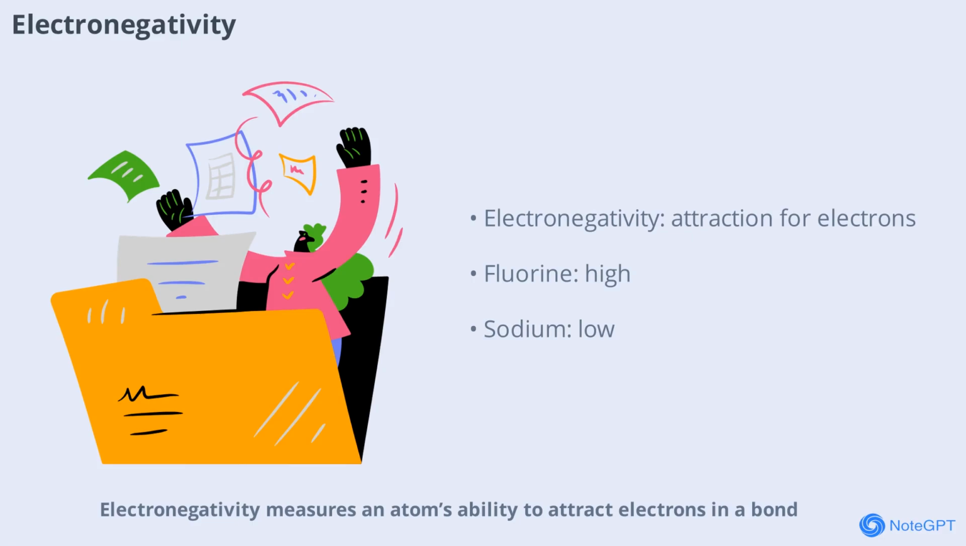Electronegativity measures an atom's ability to attract electrons in a bond. Elements with nearly full valence shells, like fluorine, have high electronegativity. Those with few valence electrons, like sodium, have low electronegativity. Electronic configuration helps us understand these differences.